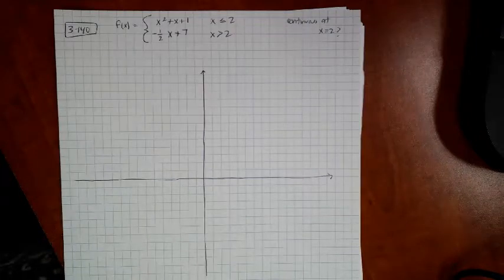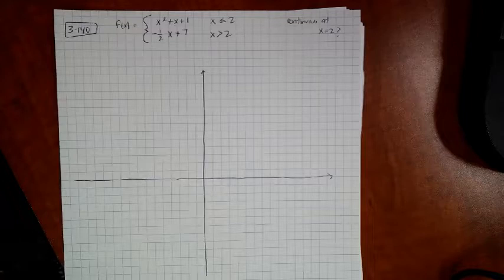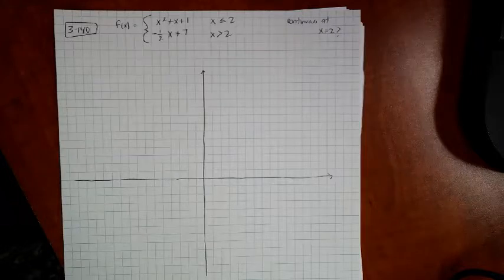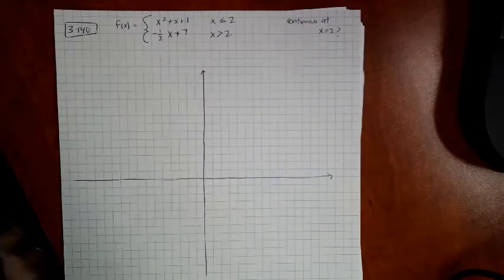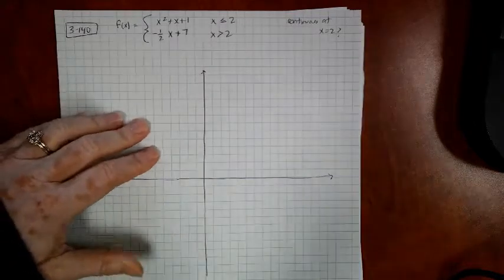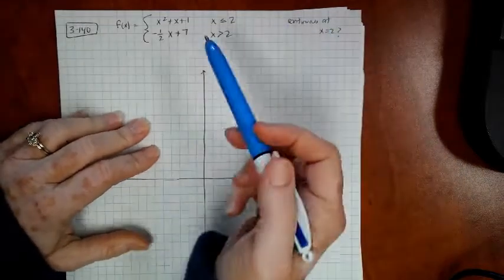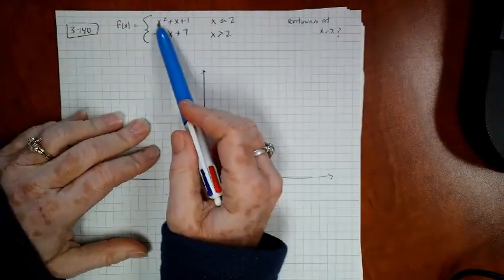Here's pre-calc. It's problem 3-140, and it has this piecewise function, and it wants us to graph the piecewise function, and then it asks, is it continuous at x equals 2? So I think one way to find out whether it's continuous at x equals 2 is just to plug in 2 into each one of them.